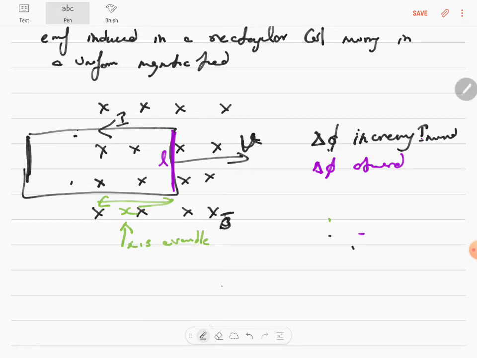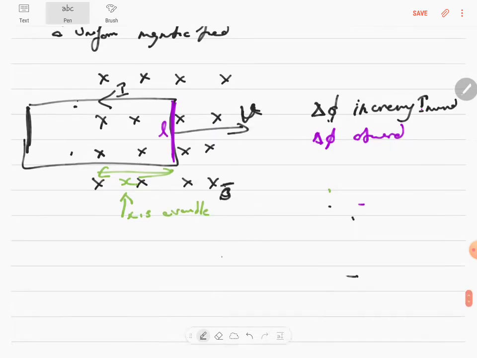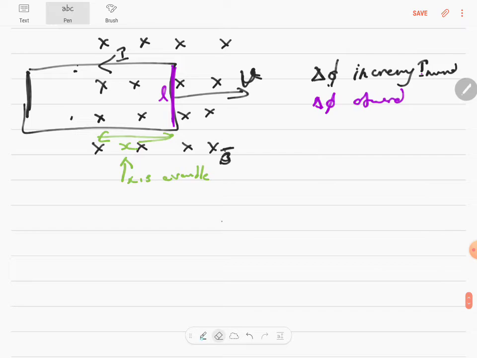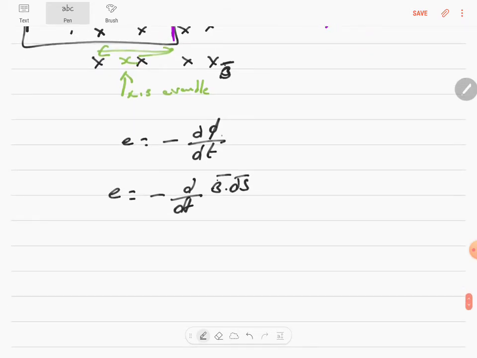So the current flows anti-clockwise to oppose the change. Now let's go to the derivation. To find the EMF, E is equal to minus d phi by dt, because it's only one turn. Flux is B dot ds vector, which is B ds cos theta. So E is equal to minus d by dt of B into ds area vector into cos 180.